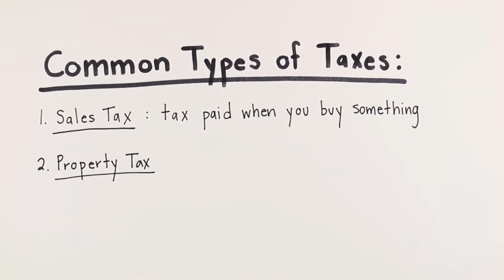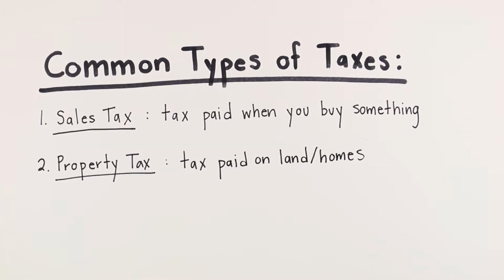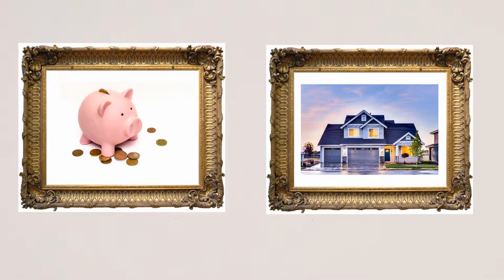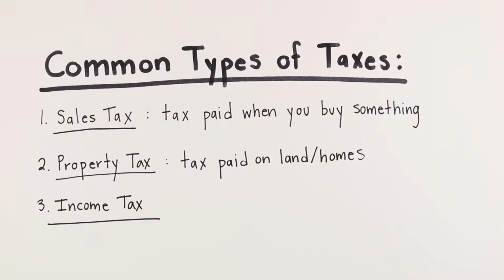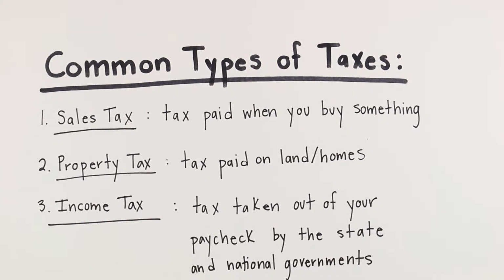Next is property tax. Property tax is a tax you pay on any land or homes that you own. This money is usually paid each month as part of your mortgage and goes to the local government. The final type of tax we will study today is income tax. Income taxes are taxes taken out of your paycheck. Both the state and national government take income taxes out of your pay.